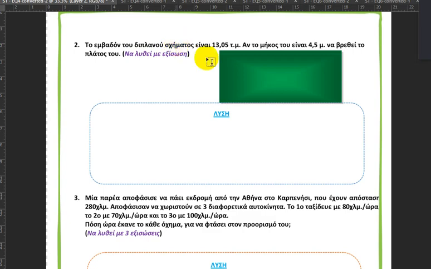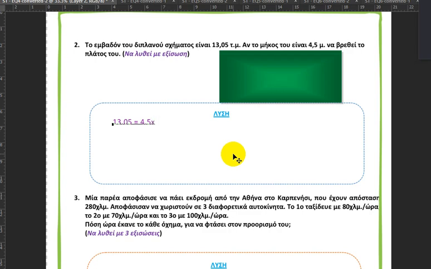We have another rectangle. We have a rectangle that has an area of 13.05. And we're being told that one side is 4.05, and we're being asked the other side.